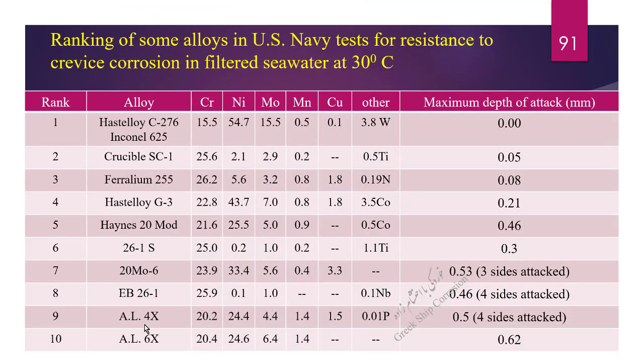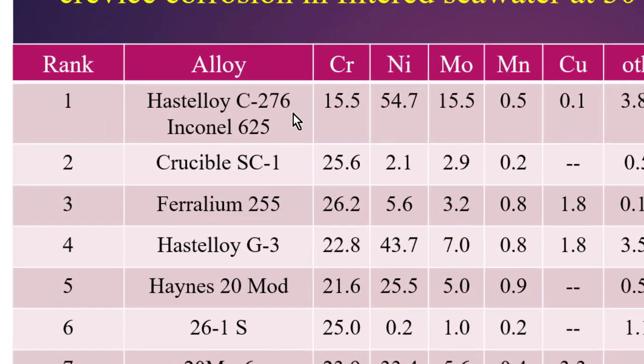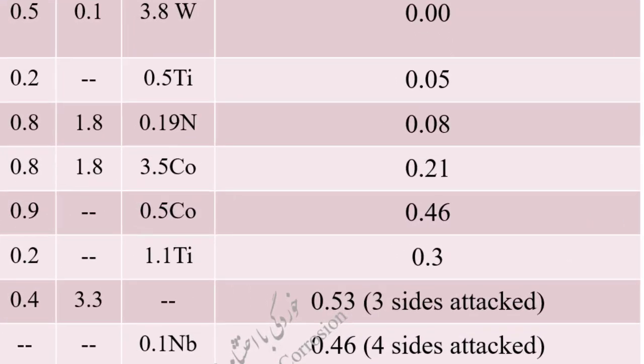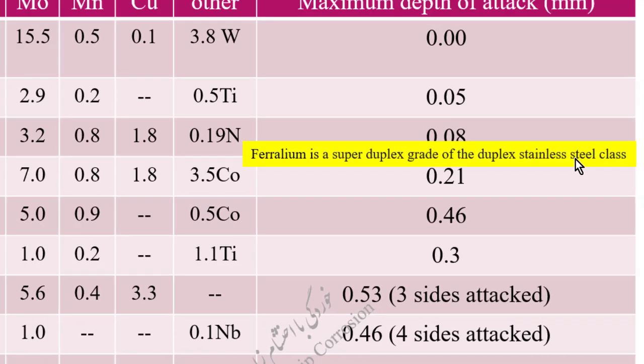Ranking of some alloys in U.S. Navy tests for resistance to crevice corrosion in filtered seawater at 30 degrees Celsius. Number 1. Hastelloy C276 and Inconel 625, Crucible, Ferrarium, Hastelloy, Haynes, and other alloys. For example, Ferrarium is a super duplex grade of the duplex stainless steel class.